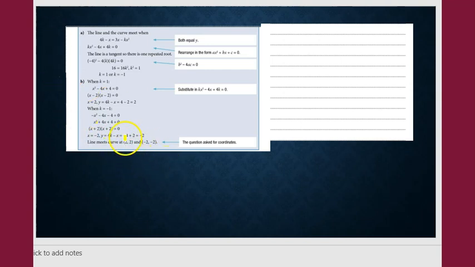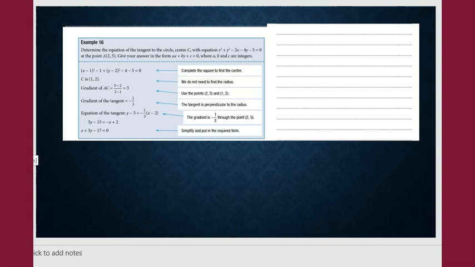So we have -2 as the value for y. The line meets the curve at (2, 2) and (-2, 2). So the question asks for the coordinates, and this is the required solution. Let's look at the next question.